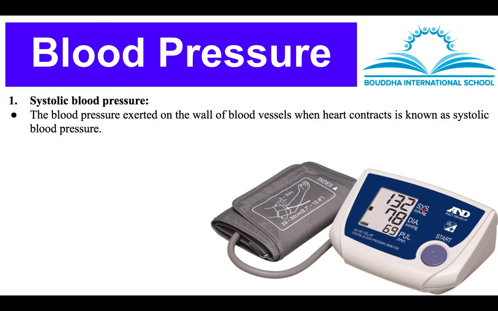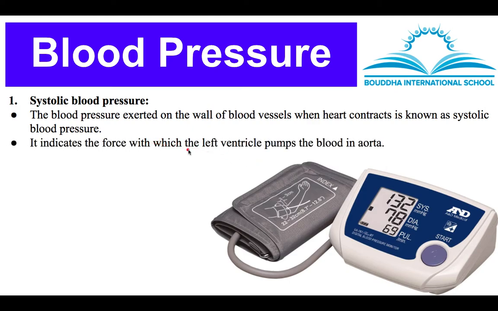Here 'sis' means systolic, so see, the value is more. But 78 is diastolic, it is less. Why? Because it is created during the relaxation of the heart. So when the heart contracts, the blood pressure is higher. So here you can see it is higher.